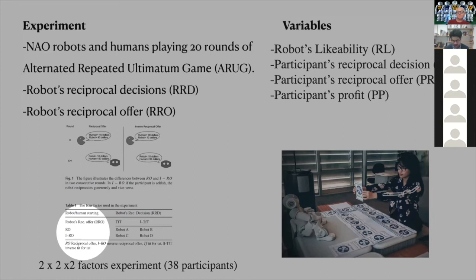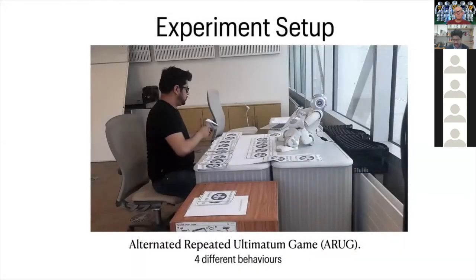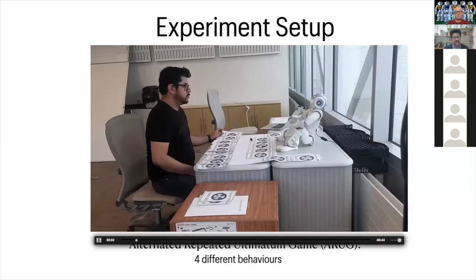We had 38 participants, all in the 4 conditions, so we have 152 sessions to analyze. These are the variables that we explore: robot likability, the reciprocal decisions of the participants, the reciprocal offer from the participant, and the profit that they obtain during the game. I will skip all the statistics and the boring stuff, and go directly to show how the sessions were performed and the main conclusions from this experiment.